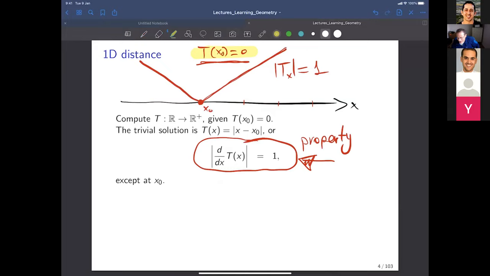Now, usually in the long version of the course, I go through something called viscosity solution and how to solve differential equations numerically, et cetera. Here, I will jump over this interesting and fascinating field, and I will just tell you that yes, there is a way. And the trick to do that goes as follows.